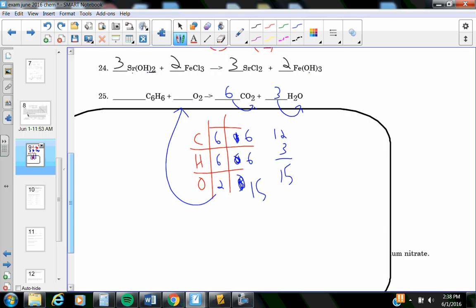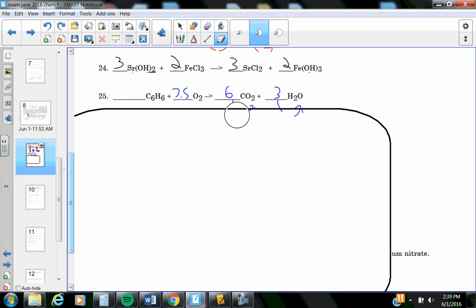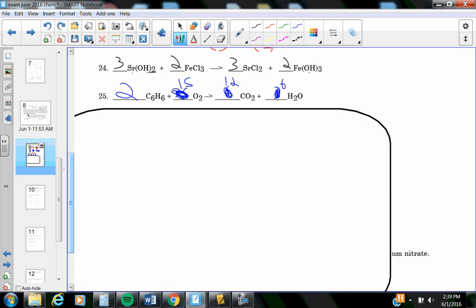Well, in this case, the only thing I could do is put 7.5 there, and that would make this perfectly balanced, except it's not quite legal. So when you do something like that, there's one method of fixing it. Even though it's balanced, we need to just scale everything up. Multiply everything by 2 so everything's an integer. Instead of 1 of these, let's make 2 of these. Instead of 7.5 of these, it'll be 15. Instead of 6 of these, times 2 is 12. Instead of 3 of these, you're going to get 6.